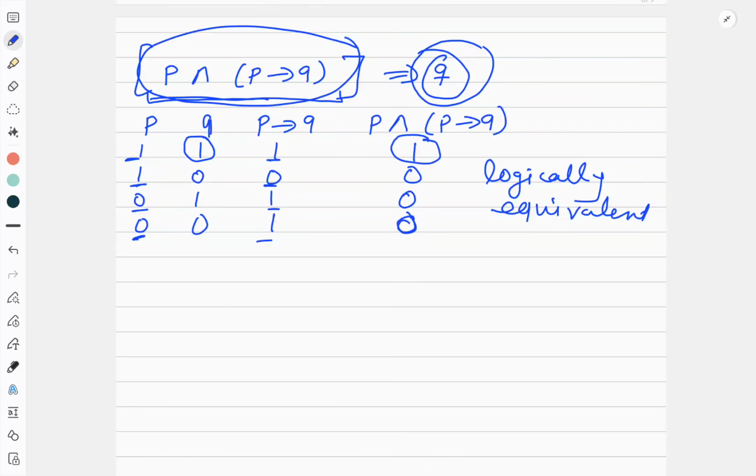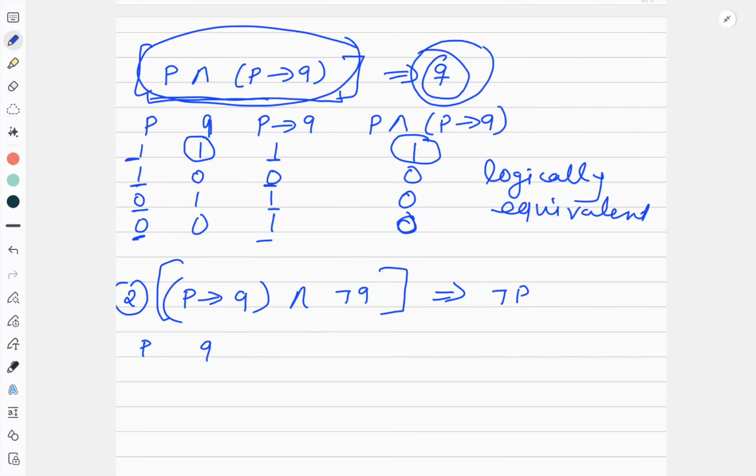Understood? Let us see one more question. Now suppose you have P implies Q and negation Q. Is it logically equivalent to negation P? So let us make the table: P, Q, negation P, negation Q, P implies Q, and then P implies Q and negation Q.